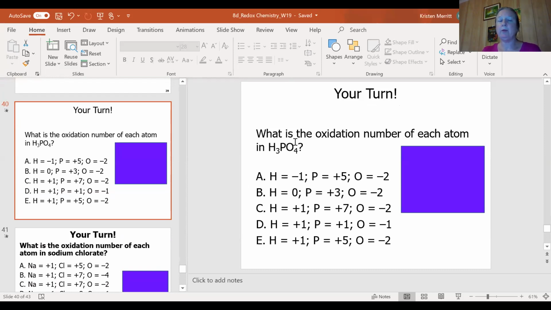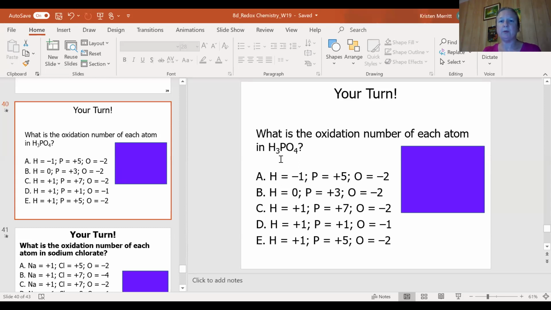Oxygen is going to be -2. This is going to be a net 0. So that's -8 down here. Hydrogen is with nonmetals, so it's a +1. It has 3 of them. It's a +5. So -8 and a +3 gives you a +5.